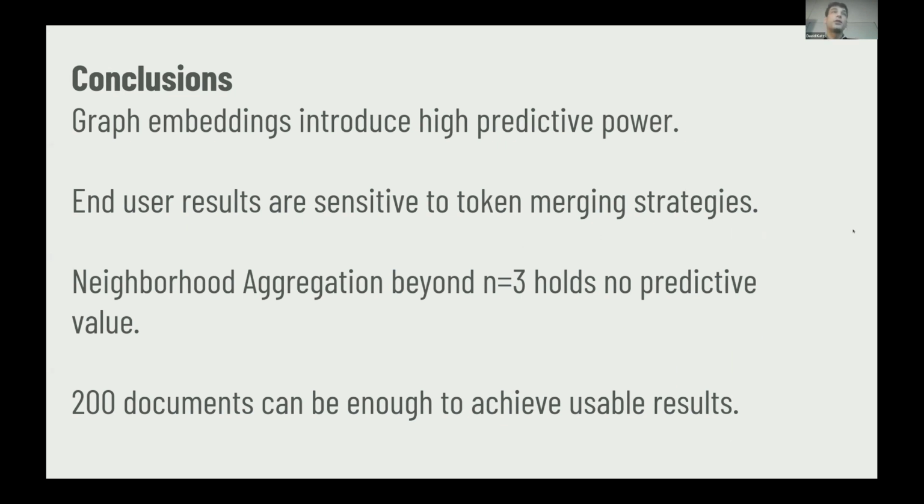Another specific conclusion is that the GraphSAGE algorithm allows for a hyperparameter that has to do with how many layers it will jump to a different token, what is the distance of the maximum sampling of the surrounding tokens. And what we have observed is that sampling beyond n equals 3 holds no predictive value. And finally, what we were able to observe is that on some fields, but specifically the fields that have over 90% Levenshtein ratio, we can achieve results usable in a real-world use case with only about 200 documents.